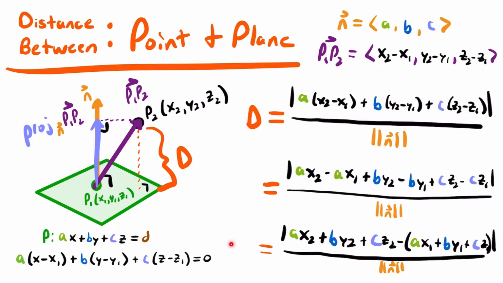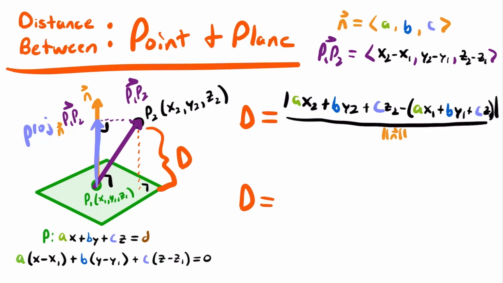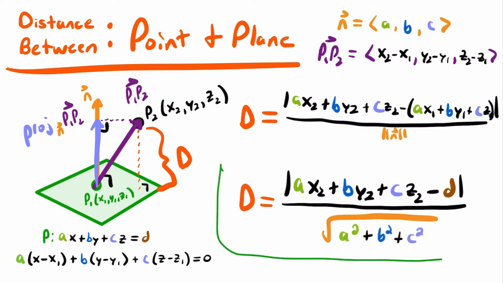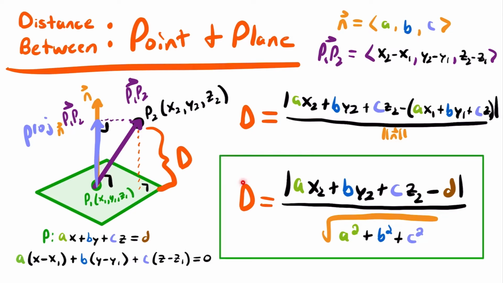All right, and so we can make one final simplification to this distance formula. We will have that the distance is equal to the absolute value of a times x2 plus b times y2 plus c times z2 minus d, and that will be divided by the magnitude of the normal vector, which now I'm going to write out. That will be the square root of the sum of the components of that vector squared. So I'll have the square root of a squared plus b squared plus c squared. And this right here is the distance formula for finding the distance between a point and a plane in 3D space.